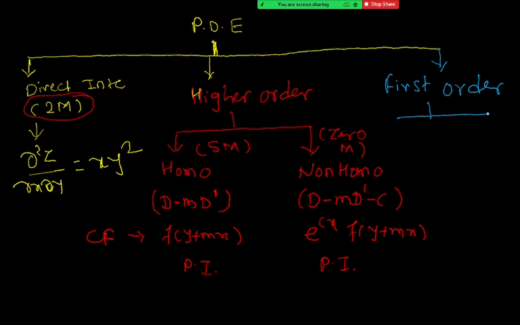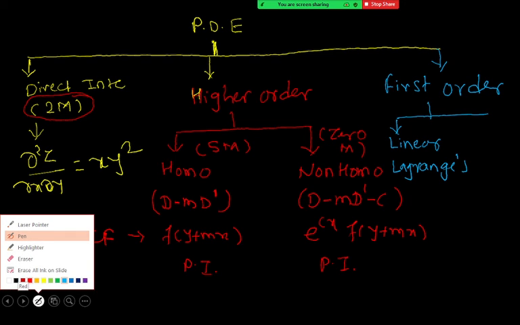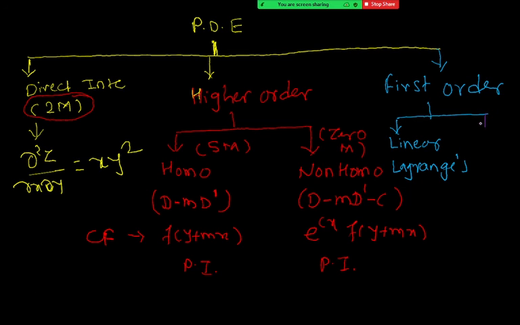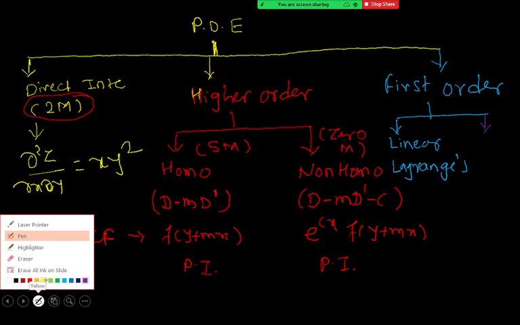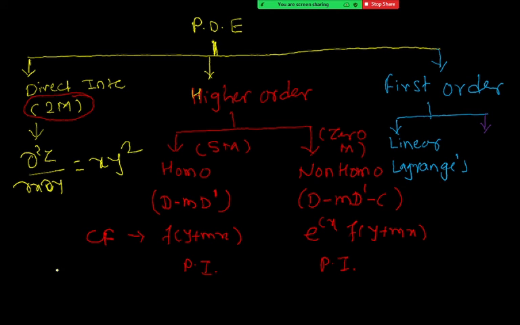There are a total of 2 parts again. The first part is linear first order PD, which is known as Lagrange's form. Then we have another part, non-linear. Not visible, I think. I will change the ink, I will use yellow again. Non-linear.